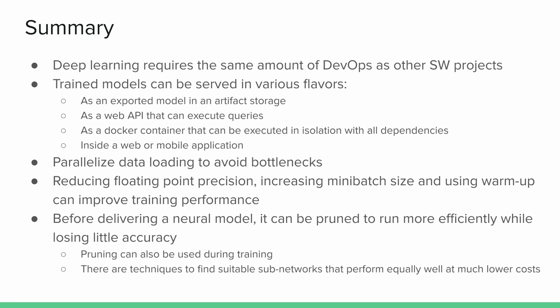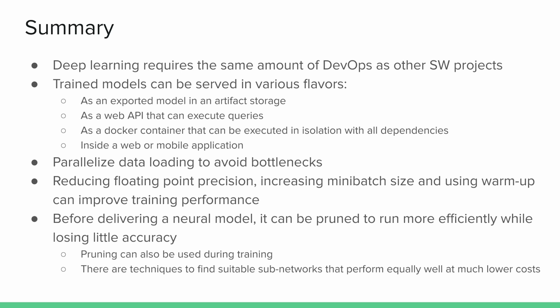Taking care of your data loading can be very beneficial to avoid bottlenecks. Parallelization here is the keyword. So don't sit idle while your model trains, but instead do something useful by loading the next samples from the disk. And reducing floating point precision, increasing minibatch size, and ultimately using warmup can be means to increase the performance of your training further, speeding it up and making it faster and more energy efficient ultimately.